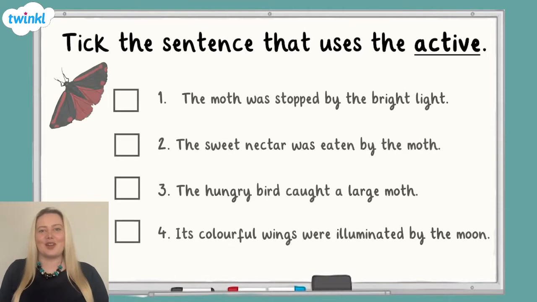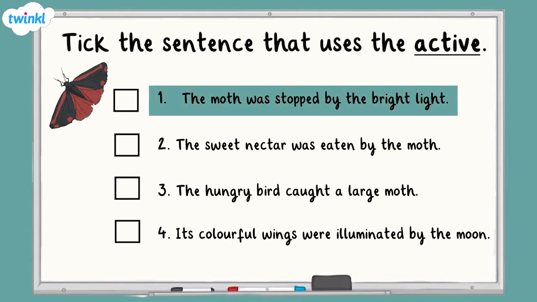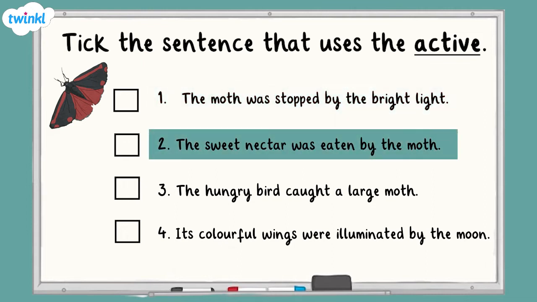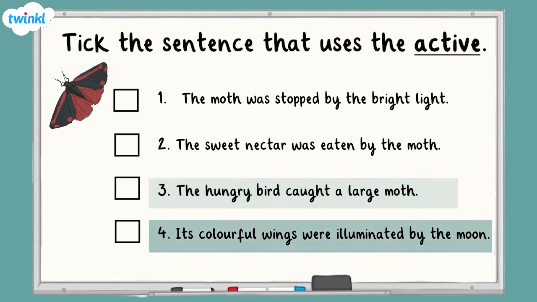Let's take a look at our first question. Here, you're being asked to tick the sentence which is written in the active. Sentence 1 says, the moth was stopped by the bright light. Sentence 2 says, the sweet nectar was eaten by the moth. Sentence 3 says, the hungry bird caught a large moth. Sentence 4 says, its colourful wings were illuminated by the moon.